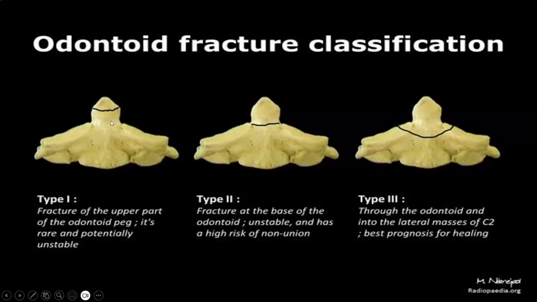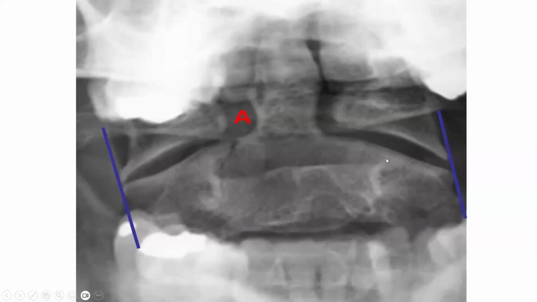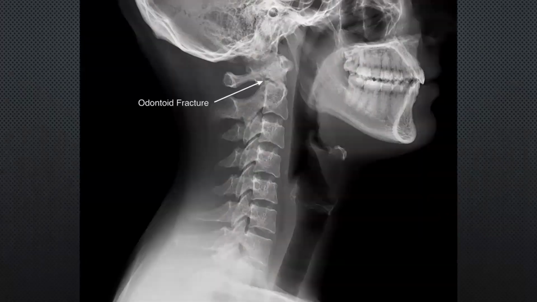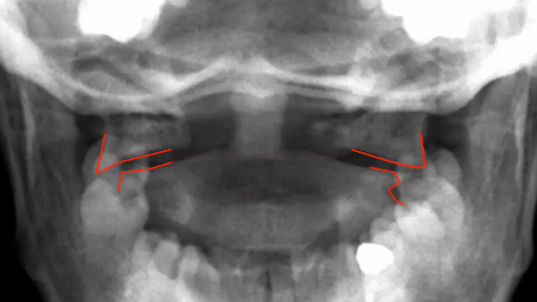Three. This type 1 in the top, this type 2 between the dens and the base, and this type 3 inside the vertebral body itself. Okay. So how to catch? You can catch from this view, but difficult here. It can be missed easily. So you will do this view.